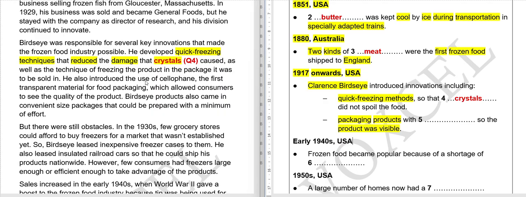He also introduced the use of cellophane, the first transparent material for food packaging, which allowed consumers to see the quality of the product. Birdseye products also came in convenient size packages. Okay, that's a bit different. So our answer is in between this sentence. Again, I'm going to give you 5 seconds to identify the answer, and then I will write it here. Time starts now.